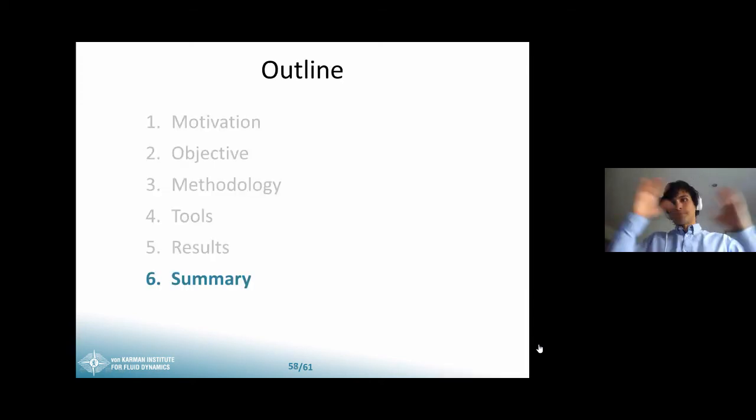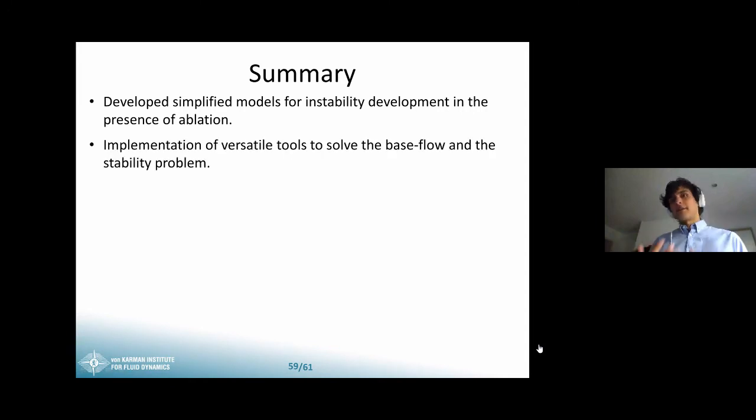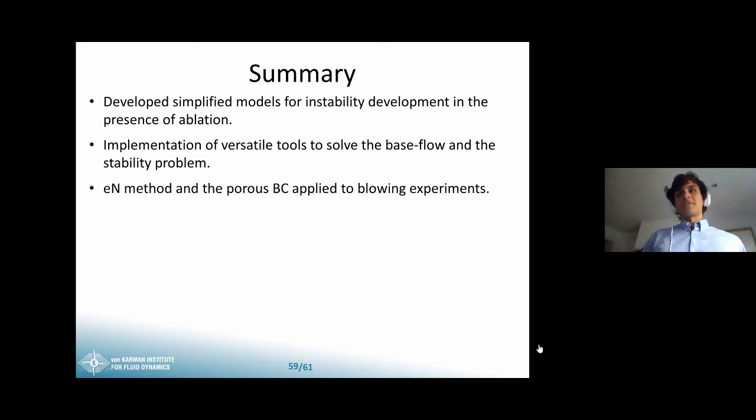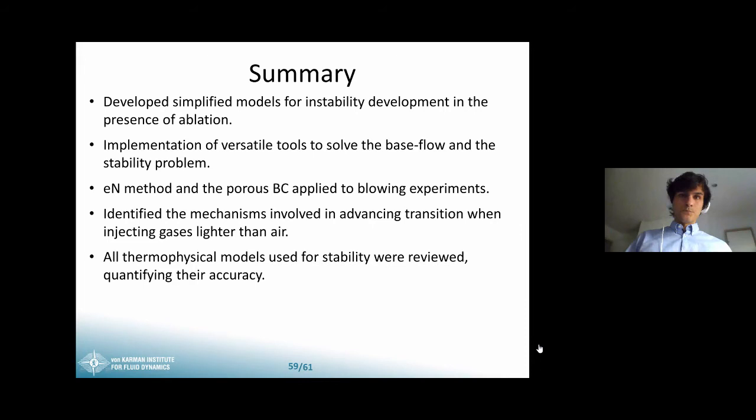Okay, so to wrap it all up, we've developed simplified models for instability development in the presence of ablation, and we've implemented them into versatile tools to solve both the base flow and the stability problem. We've established that the e to the N method and the porous boundary condition can successfully be applied to blowing experiments. And we've identified the mechanisms involved in advancing transition when injecting gases lighter than air.